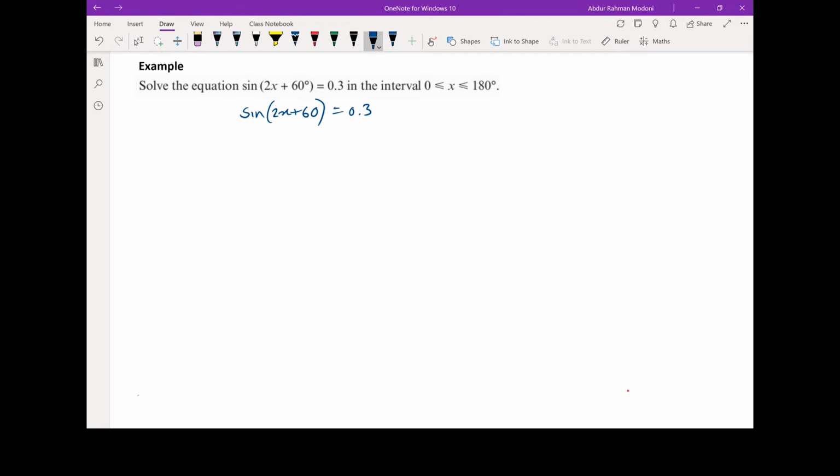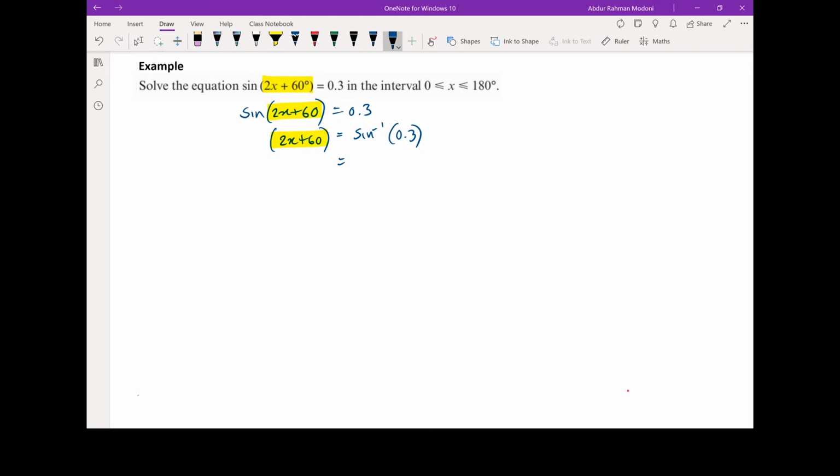So there's only one trig function involved here, sine, so we can go ahead and straight away do the inverse to find out what 2x plus 60 is equal to. Sine minus 1 of 0.3. Now this bracket, which is the angle 2x plus 60, we will keep intact till the very end. We will not minus 60 and divide by 2. We'll keep it right till the end. So let's go and work out what this is.